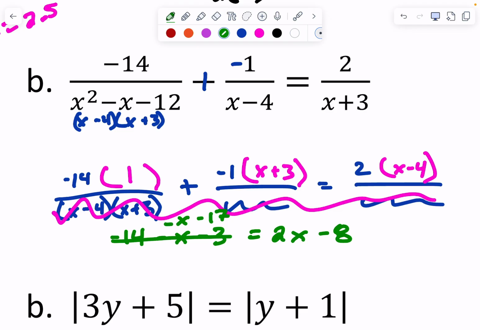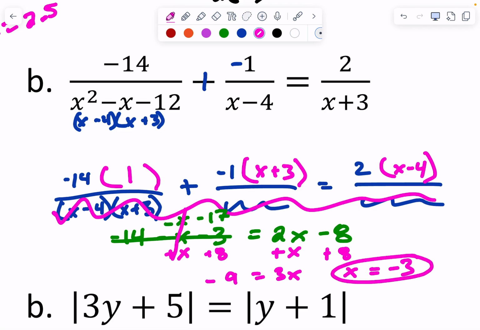If I combine those, then what shall we do? Add the 17, add the x, and add the 8. Negative 9 equals 3x, and x equals negative 3.